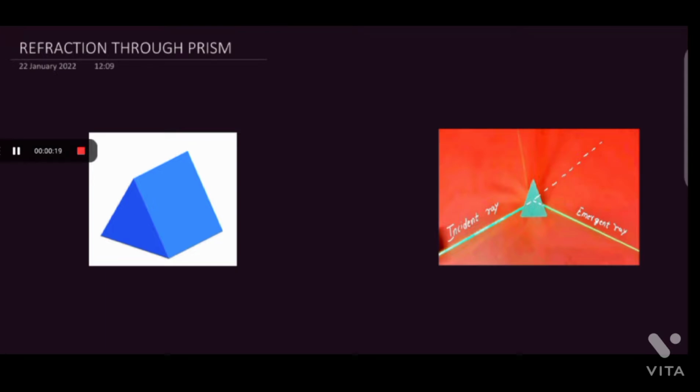Today's topic is about refraction through the prism. What is a prism actually? Prism is a three-dimensional object, which you can see here. So the triangular prism is taken, in which for the consideration I am taking only one face of the prism for discussing the refraction through the glass prism.